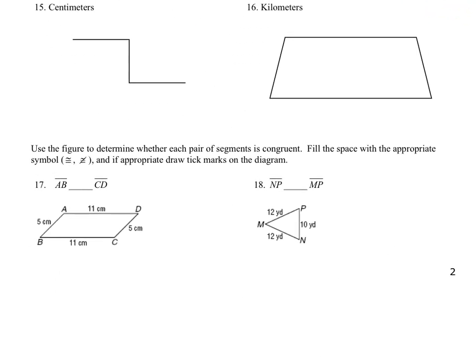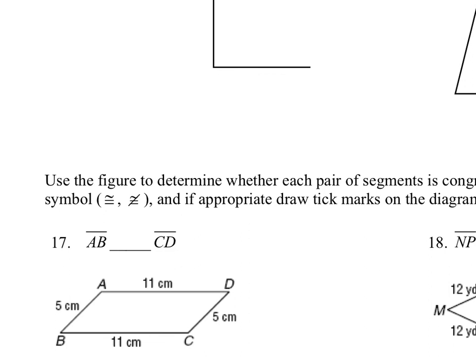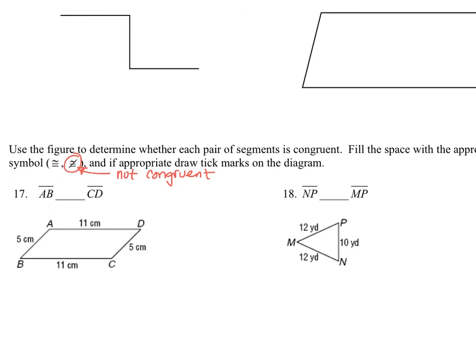Okay. Number 17 and 18. Fill the space with either the congruent symbol or the not congruent symbol. By the way, any symbol that has a slash through it is just the opposite of what the symbol normally is. So you can make a note of that. Again, these notes are all for your reference during assessments. So the more notes, the more you mark it up, the better off you're going to be. So this means not congruent. If I had an equal sign with a slash through it, that would mean not equal.